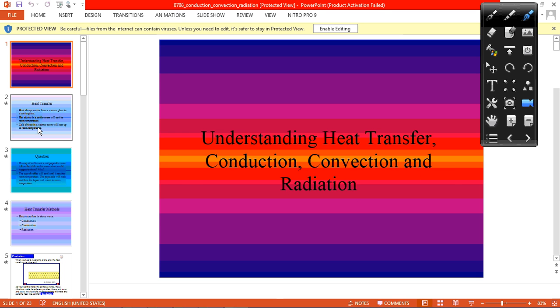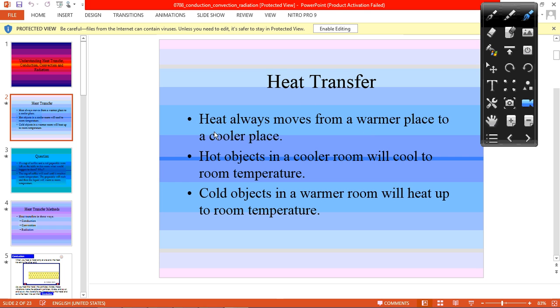radiation. Now here, heat transfer, heat always moves from a warmer place to a cooler place. That is to say, if you have a material that is warmer than another material. Let's say you have a hot tea cup, you put it beside an iced tea cup. You find out that if they're put together, there will be a transfer of heat energy from the warmer cup to the cooler cup. So that tells you heat transfer is from the warmer body to a cooler body.